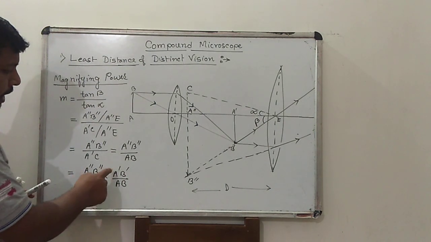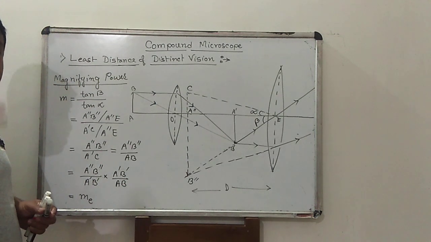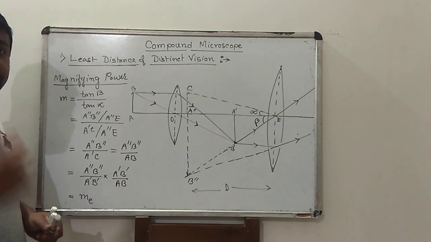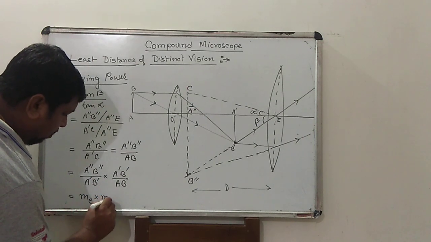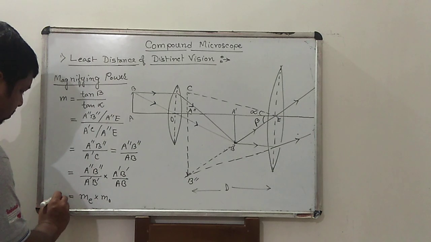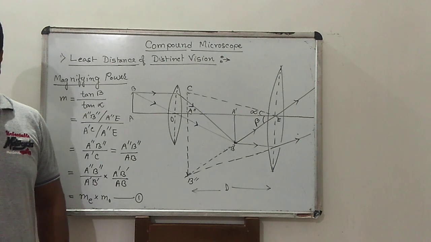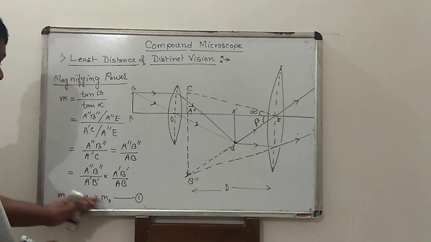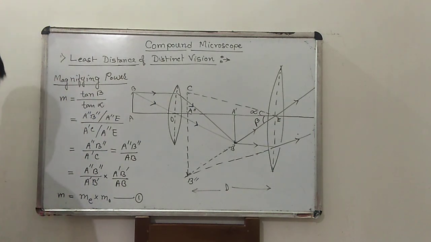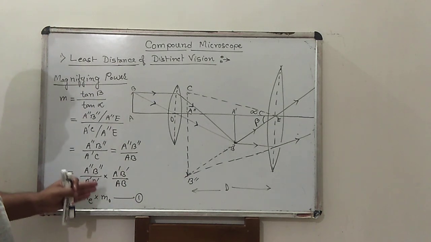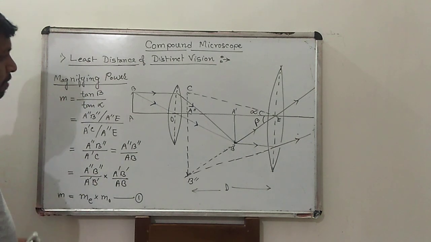A'B' is the size of the image of the objective, and AB is the size of the object of the objective. Therefore, it will be M_O. That means M equals M_O into M_E. M_O is the magnifying power of the objective, and M_E is the magnifying power of the eyepiece.